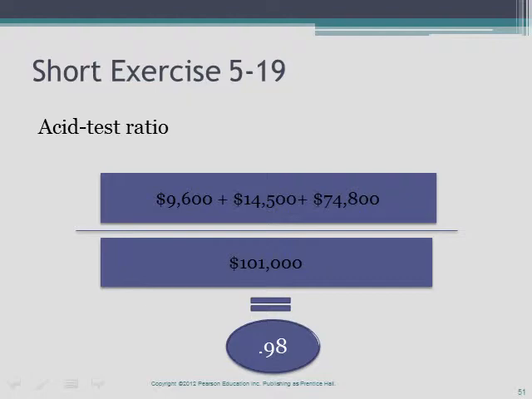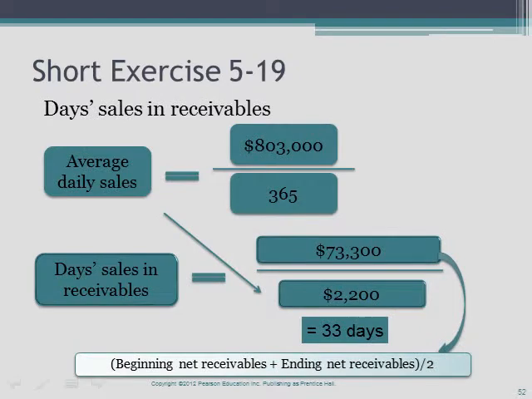All right, in short exercise 5-19, we're required to compute Lakeland Clothier's acid test ratio at the end of 2013. We find that the company's acid test ratio compares favorably to the industry average of 0.95. Continuing with short exercise 5-19, we're required to compare Lakeland Clothier's days sales in receivables for 2013 with the company's credit terms of net 30 days. The days sales in receivables ratio of 33 is favorable relative to the 30-day period of the credit terms. So what this tells us is that on average, we are collecting our receivables within 33 days, which compares favorably to the fact that we have terms of net 30 from our clients or due from our customers.